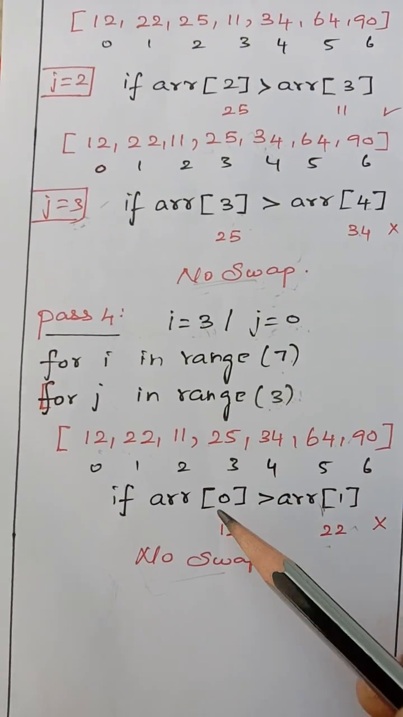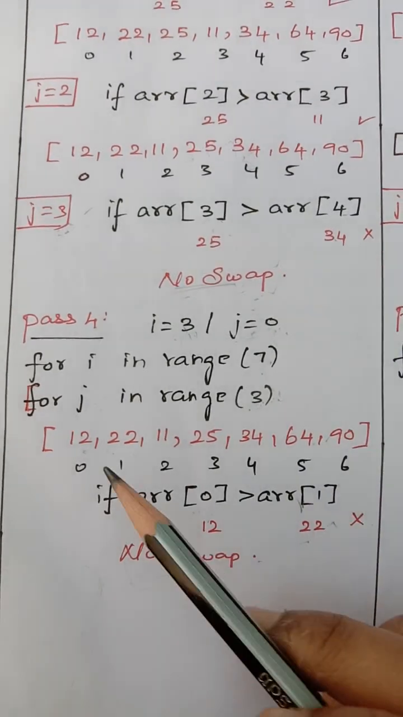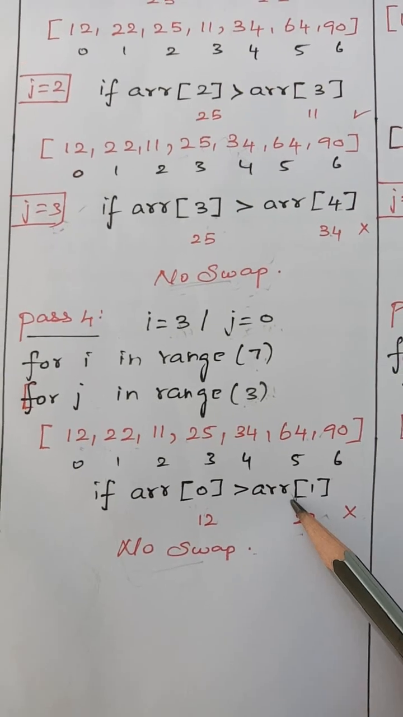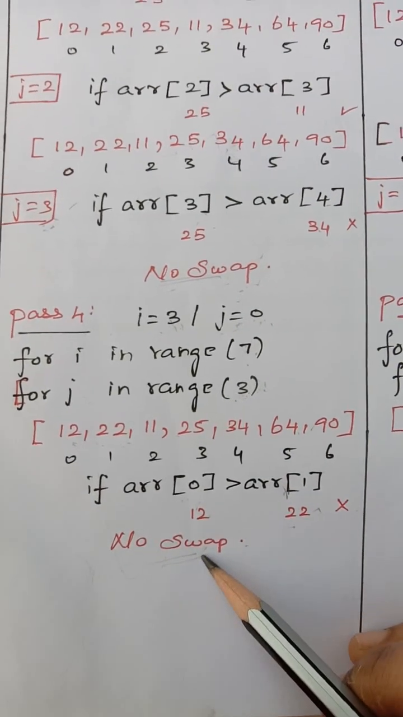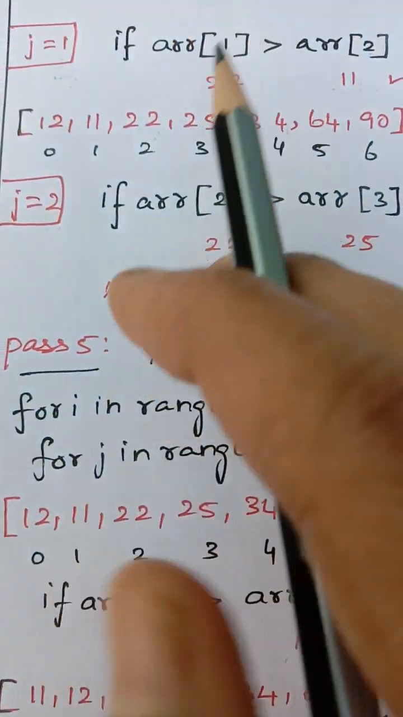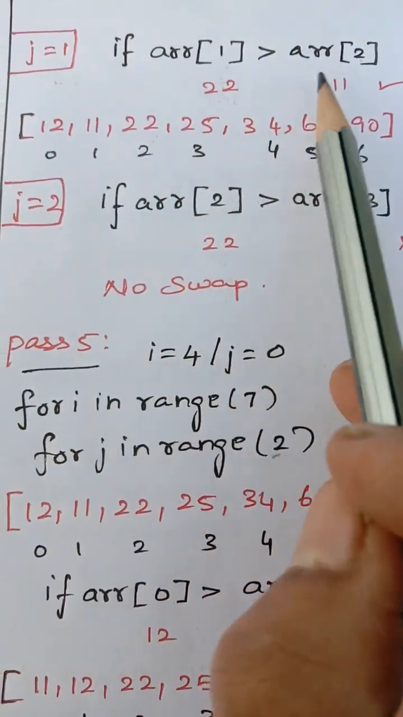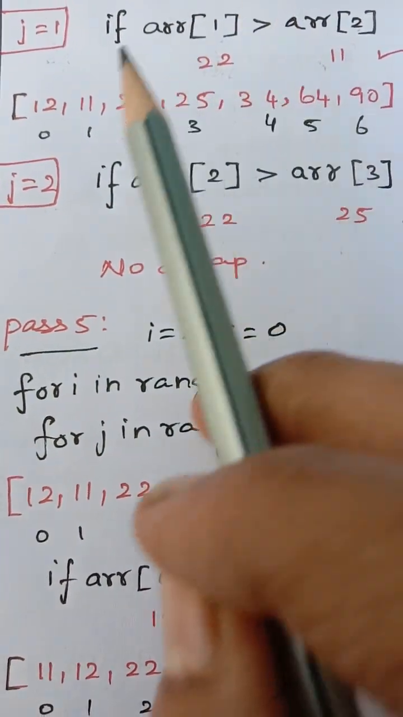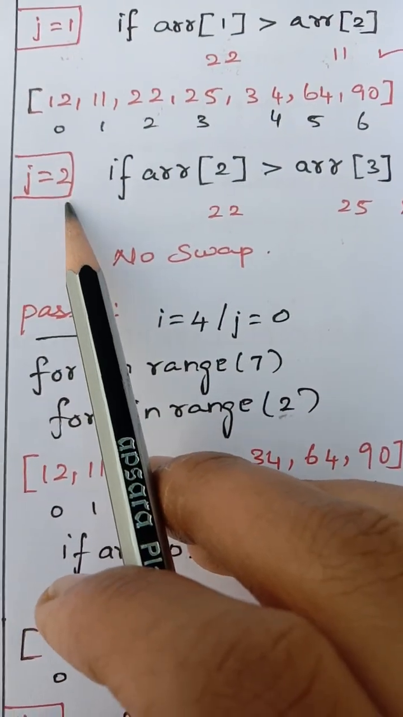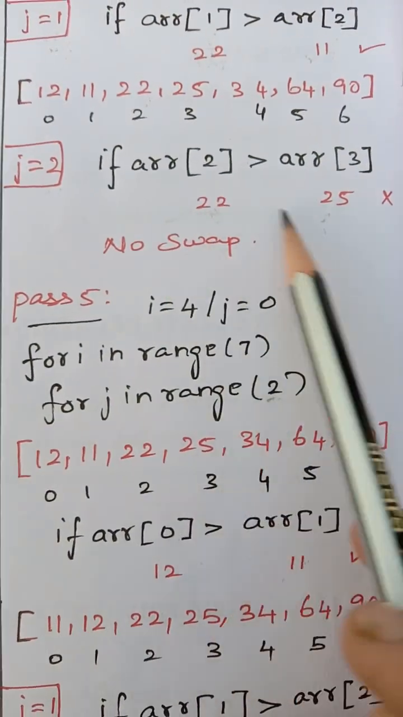So the condition: arr[0] greater than arr[1]. 12 greater than 22. The condition is not satisfied for j equal to 0, so no swapping occurs. In pass 4, now the j value is 1. So it checks the condition for arr[1] greater than arr[2]. 22 greater than 11. The condition is satisfied, so swapping occurs: 11, 22. And then j equal to 2. See here, 22 greater than 25. The condition is not satisfied, so no swapping occurs.